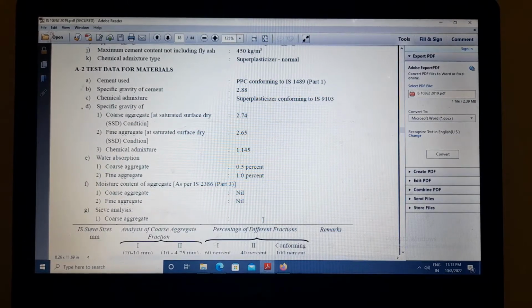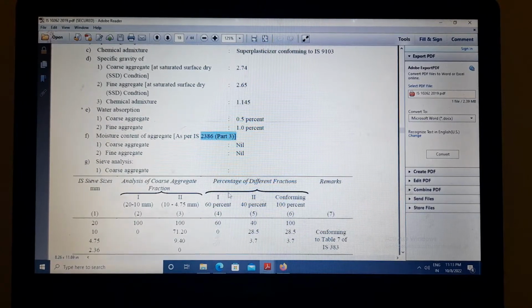And next we need to check the moisture content in the aggregate that we are going to use in our concrete design. The moisture content can be checked with reference to IS 2386 part 3. You can go through this code for a detailed idea about moisture content. For coarse aggregate, you know that in rainy season the aggregate will absorb some moisture. In that case we will check the moisture content of the aggregate. Anyway, here our moisture content is nil for both coarse and fine aggregate.